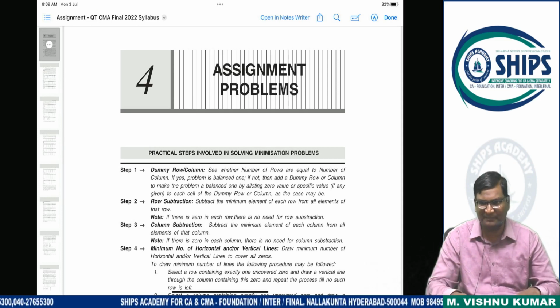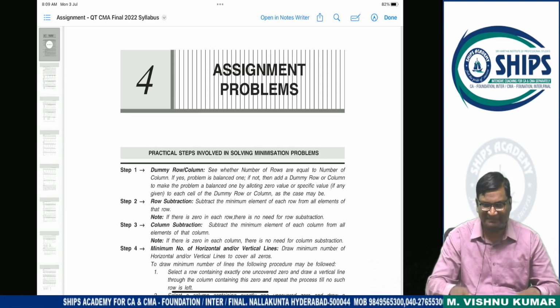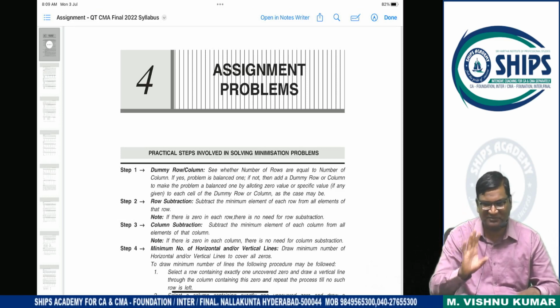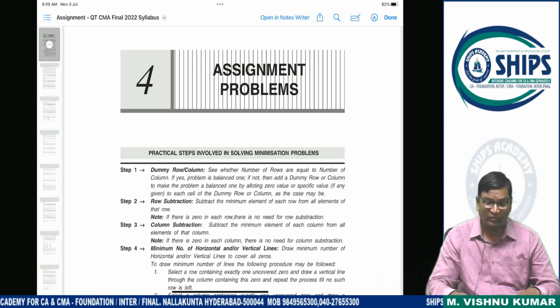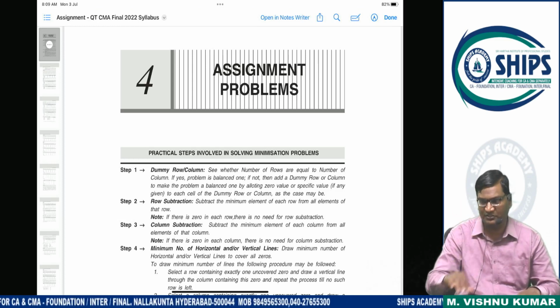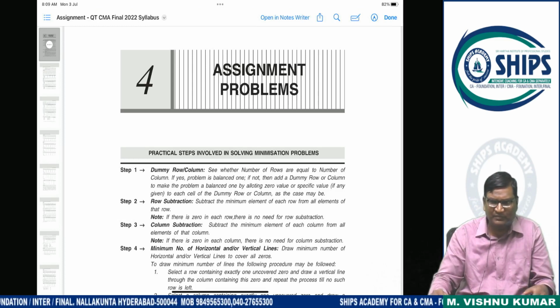Examination point of view, this will not come, because in your syllabus, they have not given introduction to QT. Directly they are giving the chapters. This is a formal question. What is quantitative techniques or operation research? You studied at intermediate level, so you may answer.